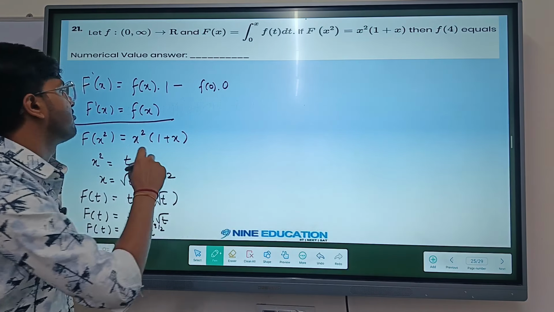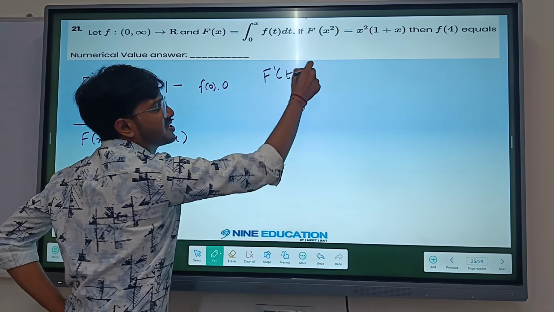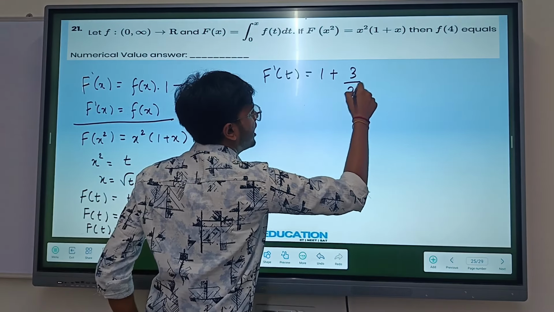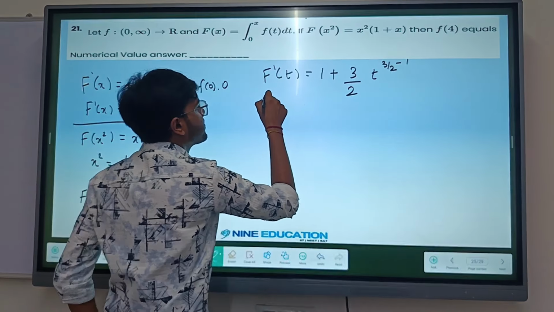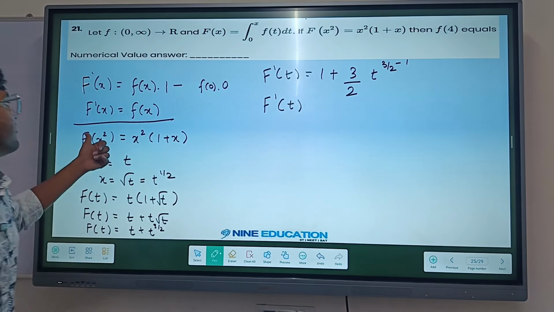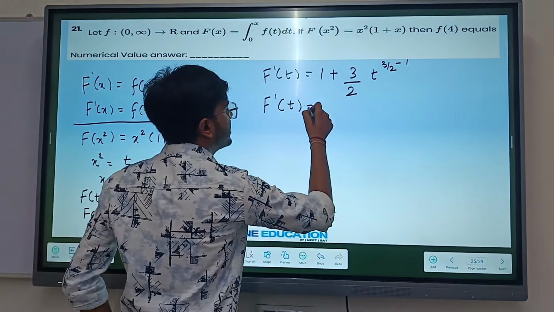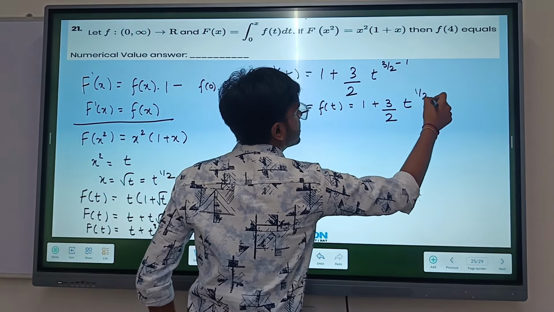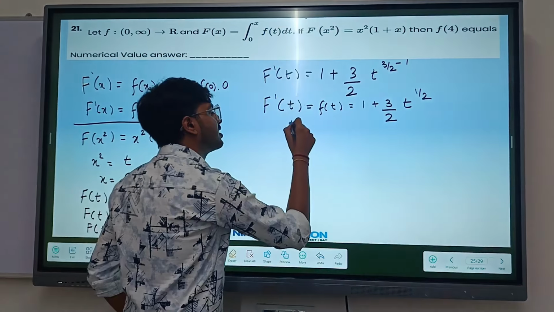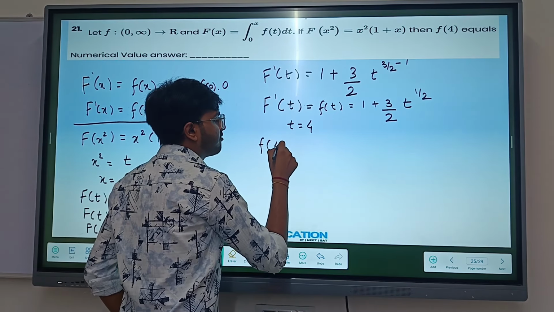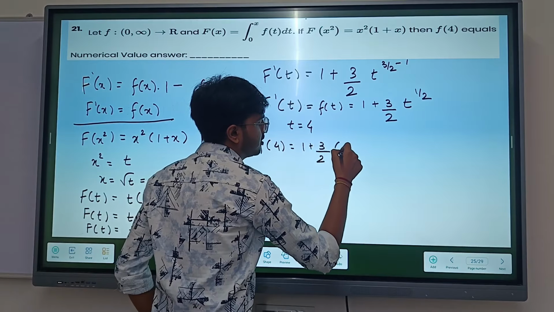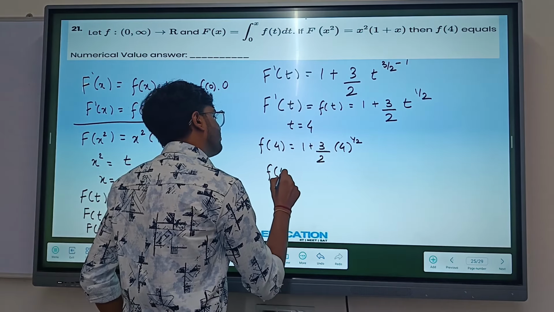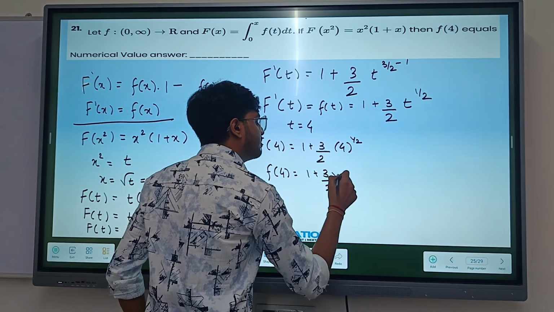F dash x is f of x. So F dash t, differentiate here with respect to t. Differentiation of t is 1. Differentiation of t power 3 by 2 is 3 by 2, t power 3 by 2 minus 1. So F dash t. Now, if F dash x is small f of x, so F dash t would be small f of t. It will be equal to 1 plus 3 by 2 t power 3 by 2 minus 1, 1 by 2. Small f of 4 is given. So in place of t, keep 4. What will I get? f of 4 equal to 1 plus 3 by 2 into 4 power 1 by 2. Square root of 4 is 2. So small f of 4 is 1 plus 3 by 2 into 2.